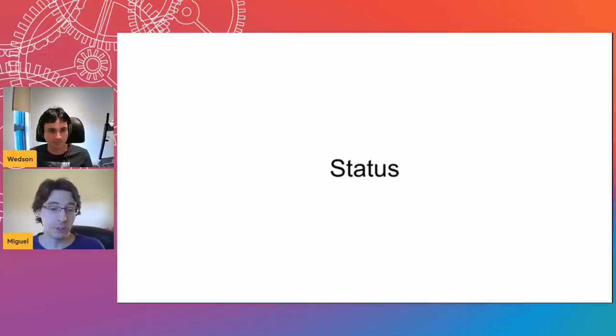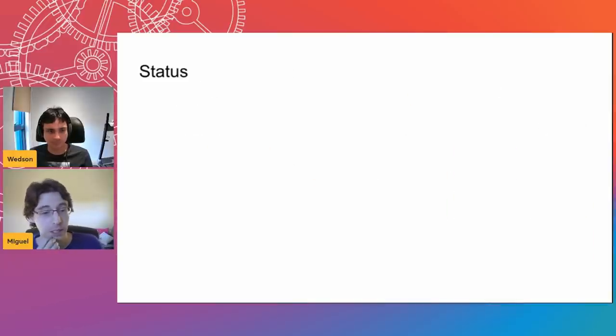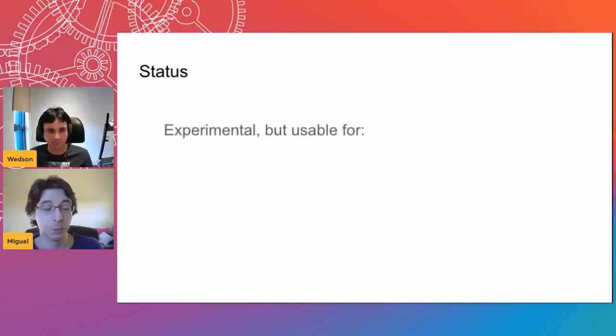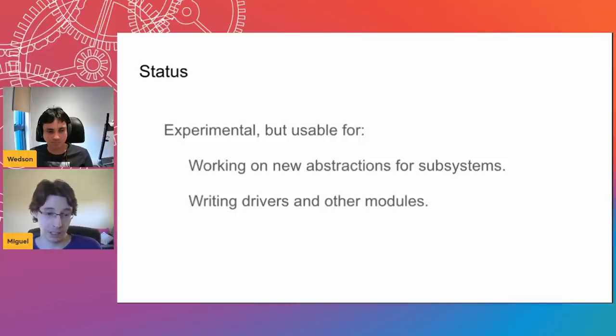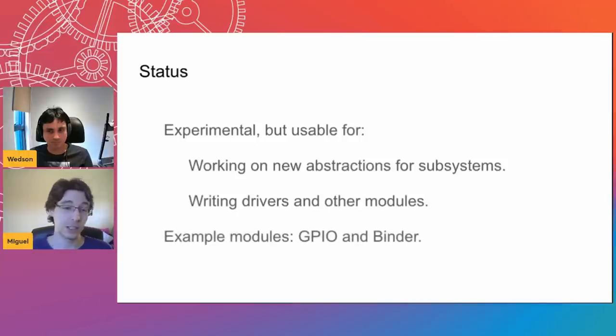Then, yes, a bit on the status. We wanted to talk about a bit of the status. So far, it's still experimental. The Rust support we have is not meant to be used in production just yet. Not just because we use unstable features, as we will see in a moment, but also because there are many things that we have to take care of, details that we have to take care of. But even if it is experimental, it works and it's useful already to write new abstractions for subsystems and other things. It's also useful for writing drivers that are virtually written in safe Rust.